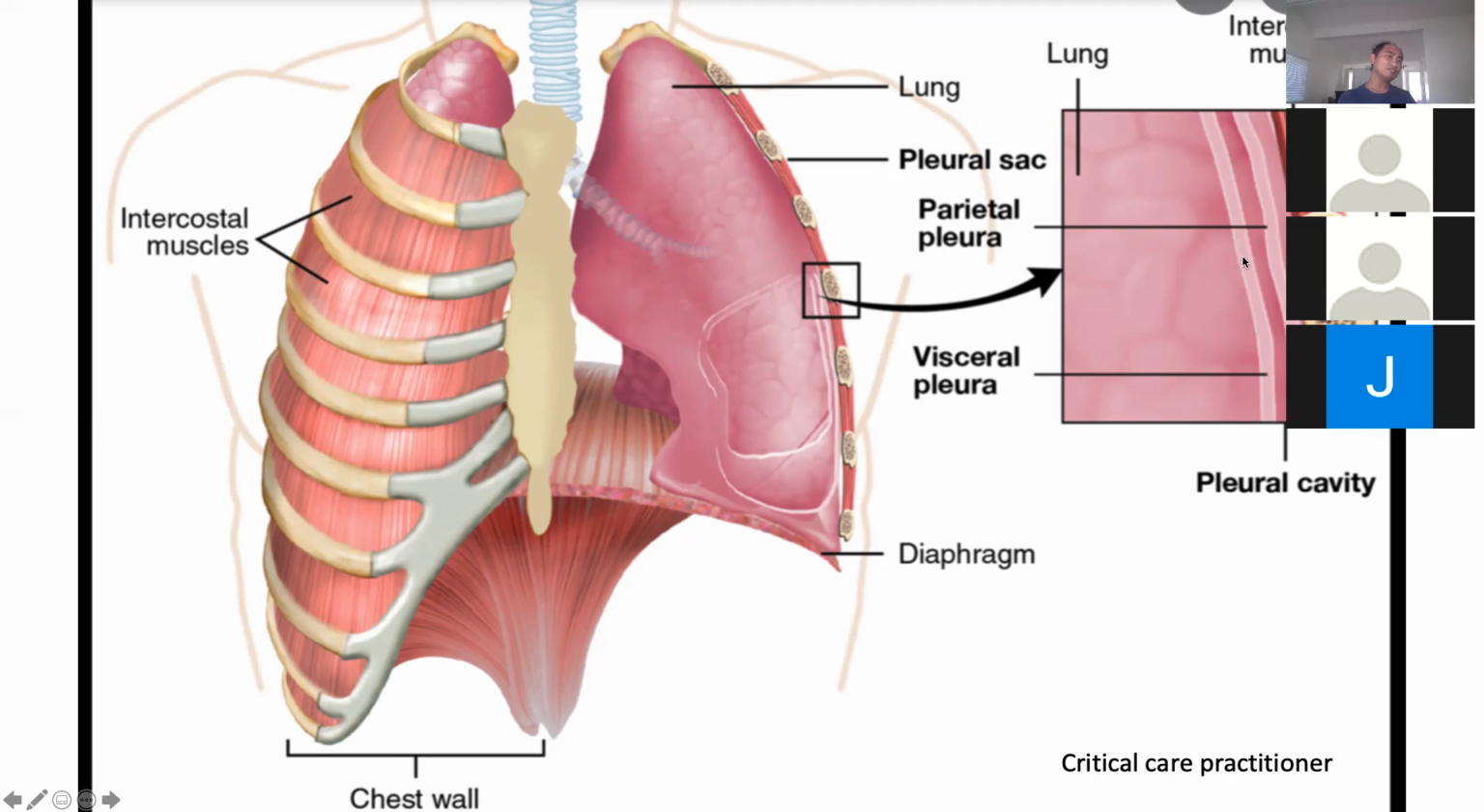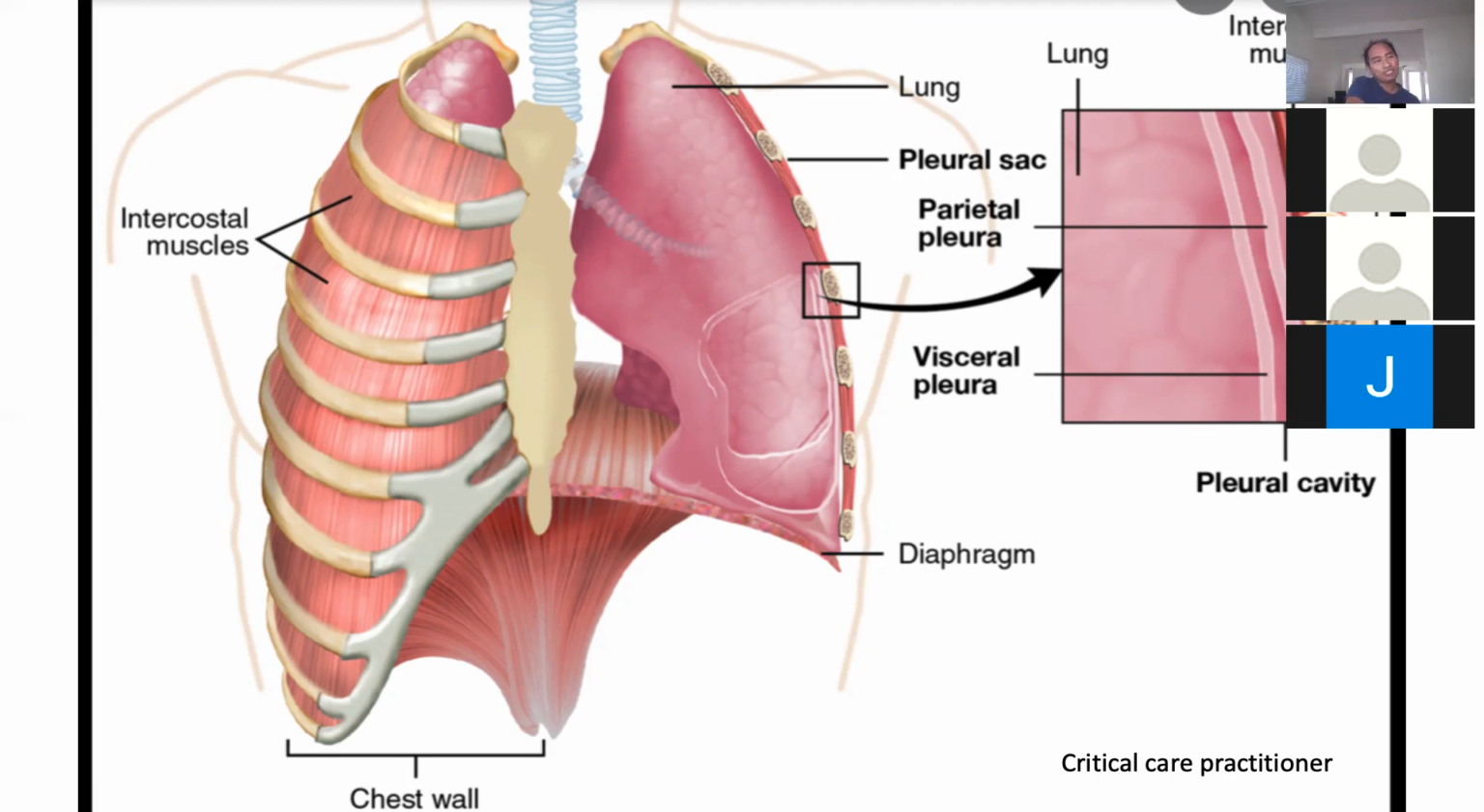So the visceral pleura covers the lungs, and the parietal pleura covers the inner aspect of the thorax. And there is a little potential space which is filled with a small amount of fluid. This space is called the pleural cavity. The pleural cavity is usually just a thin, flimsy space. It is not an open space.